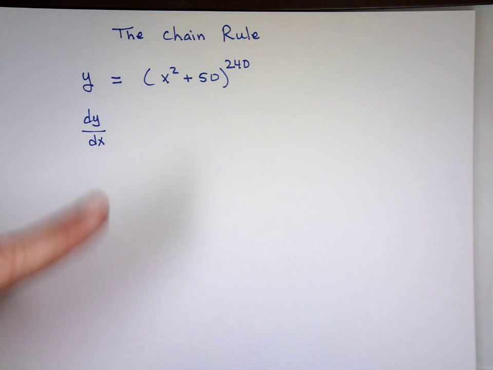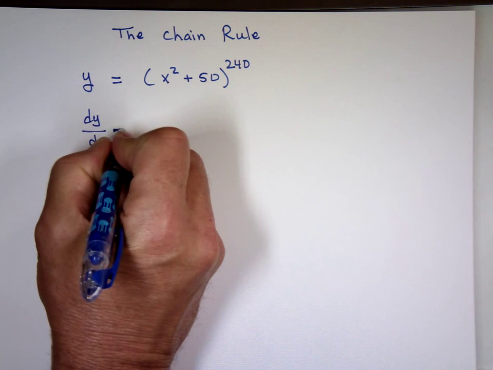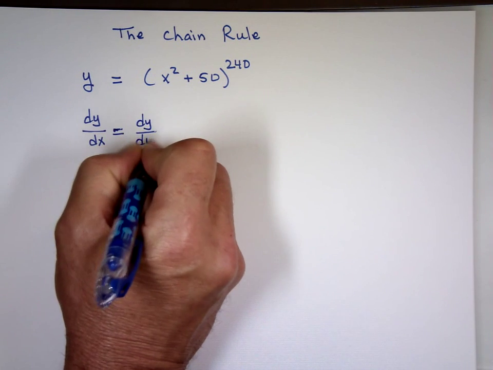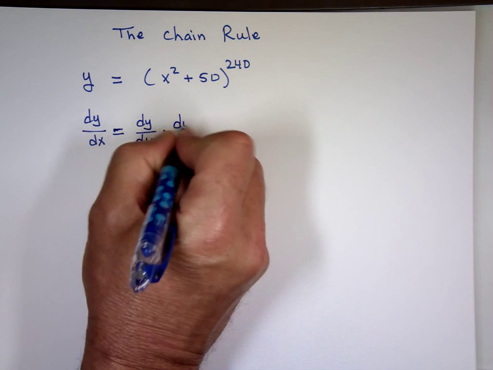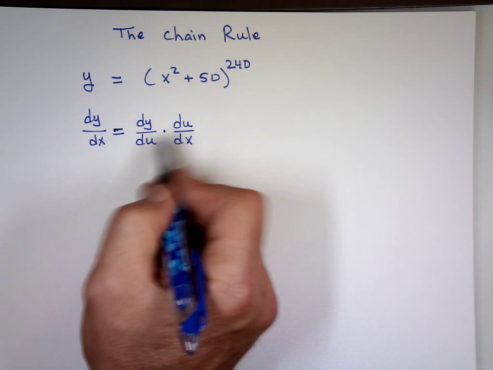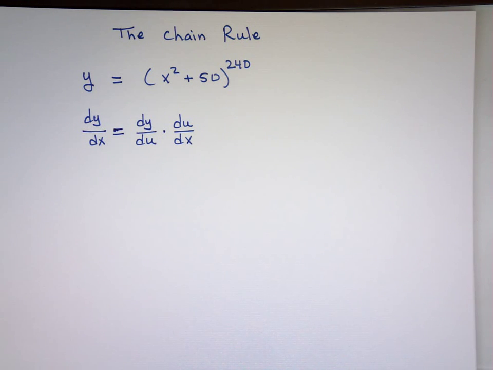The chain rule is actually going to help us do that in less than a minute. The chain rule says if you want to find dy/dx, that's equal to dy/du times du/dx. Notice if you do the math, what will happen to the du's? They cancel each other out, and you end up with dy/dx.